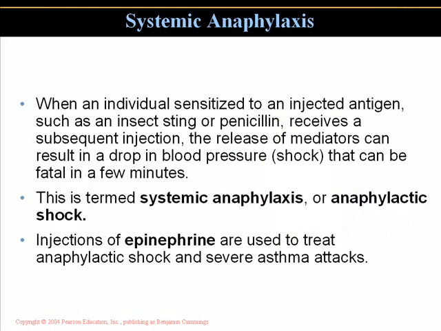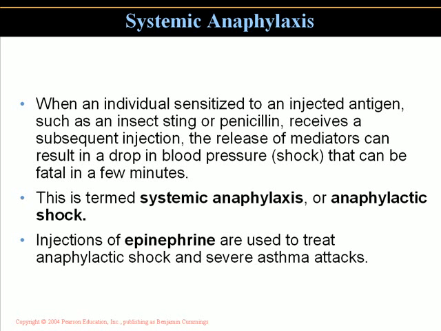When an individual is sensitized to an injected antigen, such as an insect sting or penicillin, and receives a subsequent injection, the release of mediators can result in a drop in blood pressure. This is referred to as shock. This is when the blood vessels throughout the body vasodilate. When they dilate, the large blood vessels have little pressure, and so the person will go into shock. And that can be fatal, even in a few minutes. This is the term systemic anaphylaxis or anaphylactic shock.